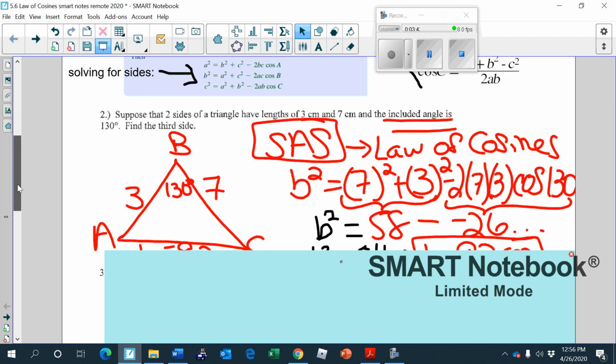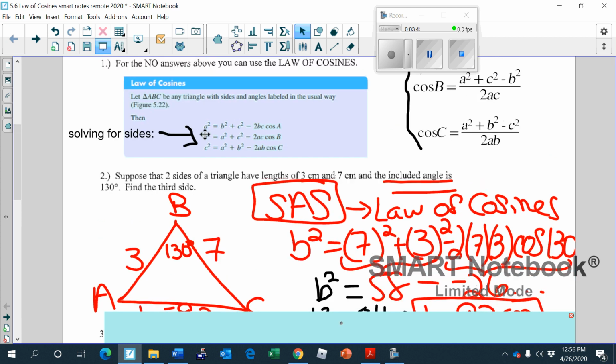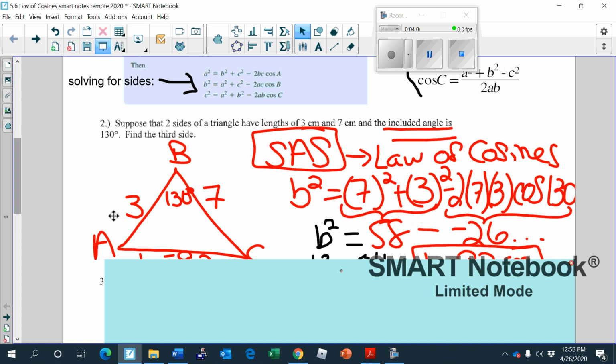Okay, so let's go back up here then. Here's your little b. I'm solving for the side. So I'm going to set up b squared equals a squared plus c squared minus 2ac cosine B. All right, so let's jot that down, which I did over here. I said, okay, b squared equals, because I know I'm solving for that side.